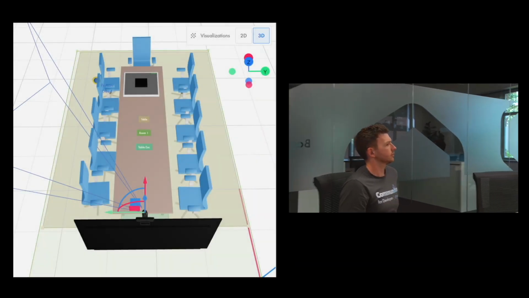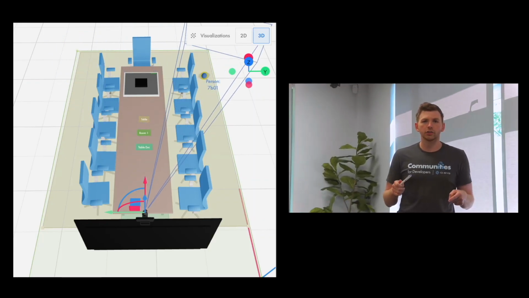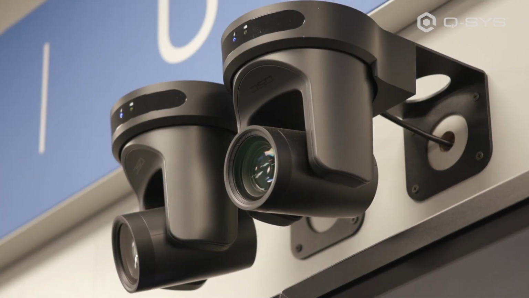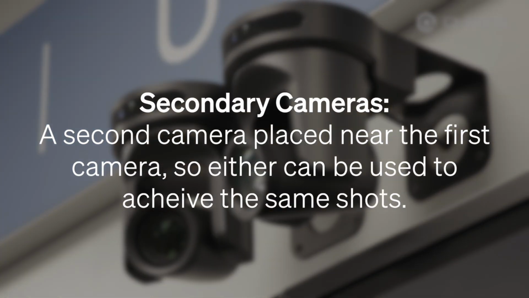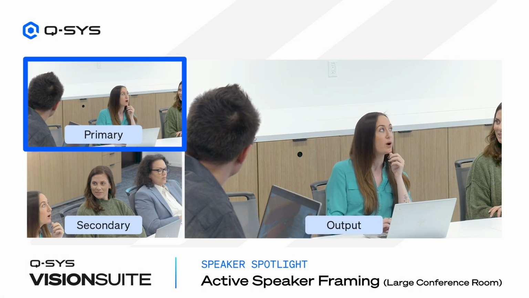What if we don't want to see any camera movement? Well, there's an easy way to improve this. We can add primary and secondary cameras. This is two cameras placed side by side that will take it in turns to frame talkers in the room. Let's see an example.